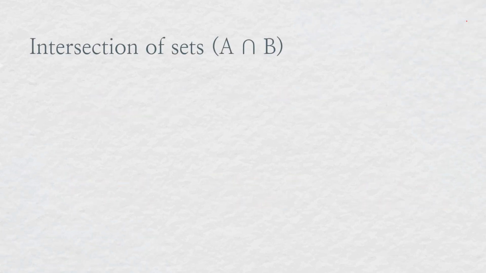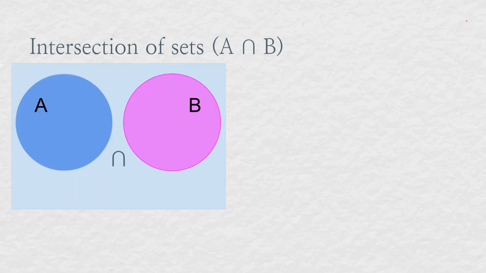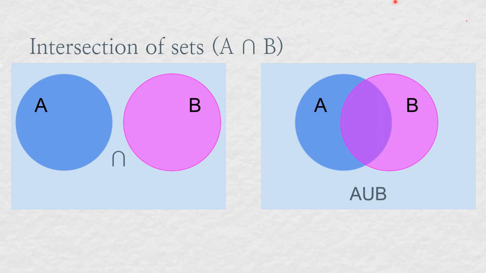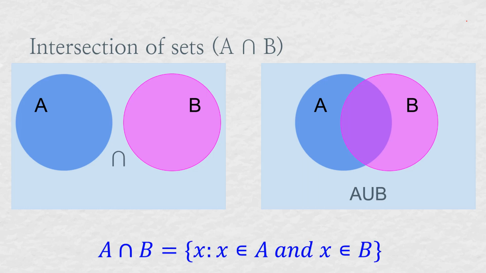The next operation that we are going to learn is the intersection of sets. Suppose that we want to find the intersection of sets A and B shown in this Venn diagram here. The result of the intersection of these sets will be all the elements in the sets A and B which are common to both. These common elements are shown in this shaded region in this Venn diagram. Mathematically, it can be written that intersection of sets A and B gives all the elements x such that x is in A, and also x is in B.